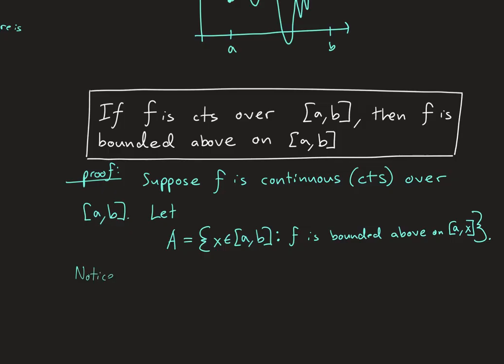Okay, so what I'm going to say is this. Notice A is non-empty because, well, A is an element of A. And to justify this, F is certainly bounded on the singleton set A to A. Again, that is an interval, quote unquote, that has only one element. So, I don't know, F of A plus 1 is a bound on that set.